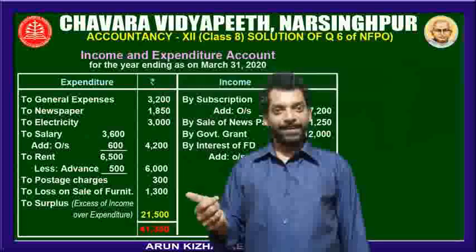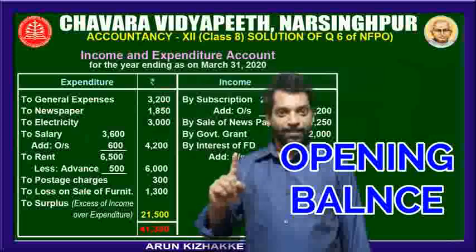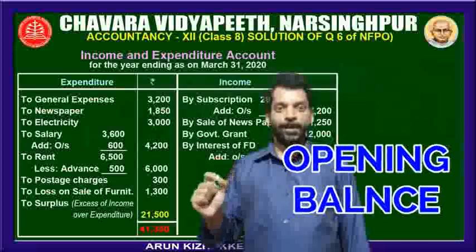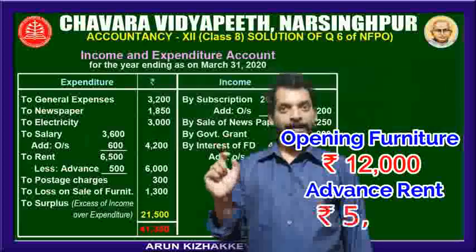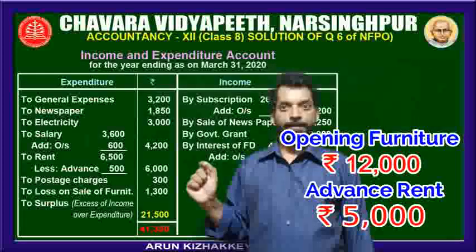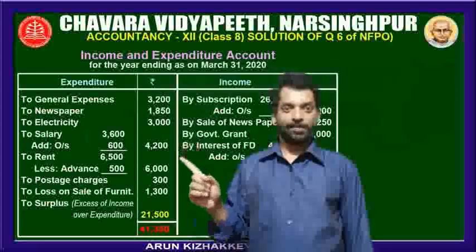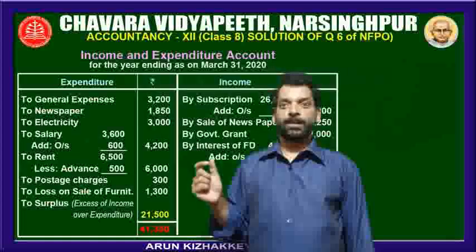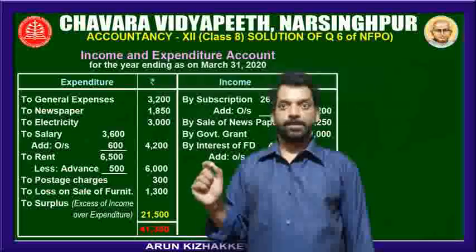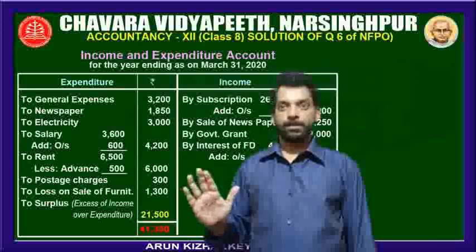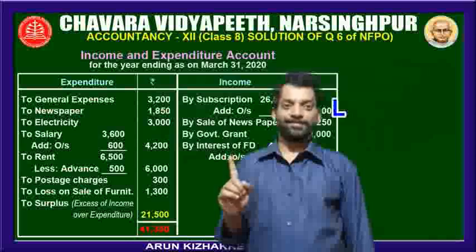But in an accounting period, we take only 12 months. So how to find the one extra month? 6,500 divided by 13, you will get 500 rupees. That is why I have written here less advance 500. And advance rent is our current asset, so show it in the closing balance sheet. And total rent paid for the current year is only 6,000. To postage charges 300.